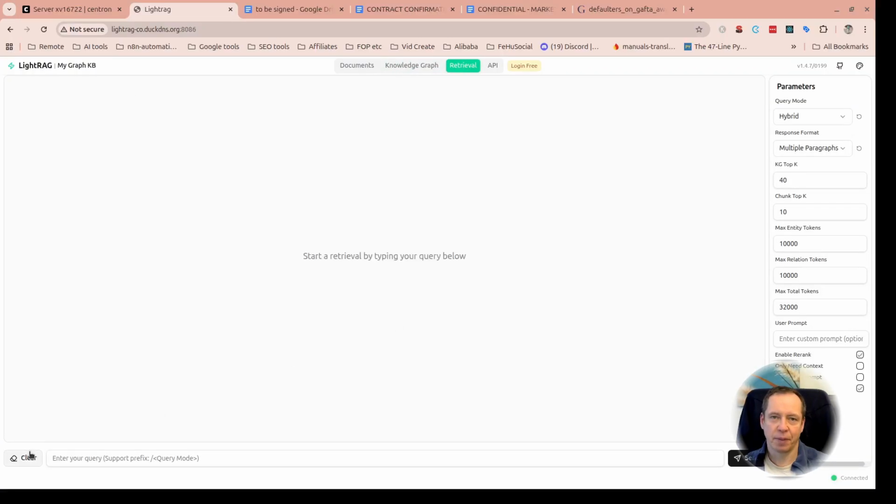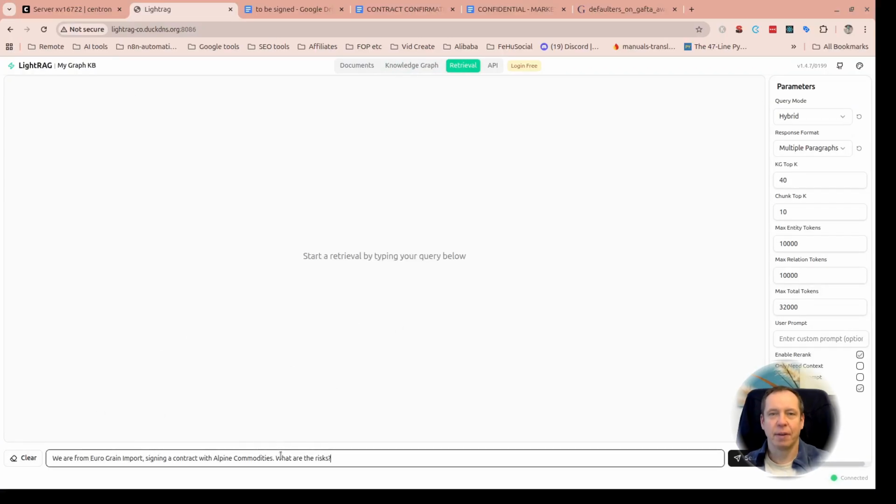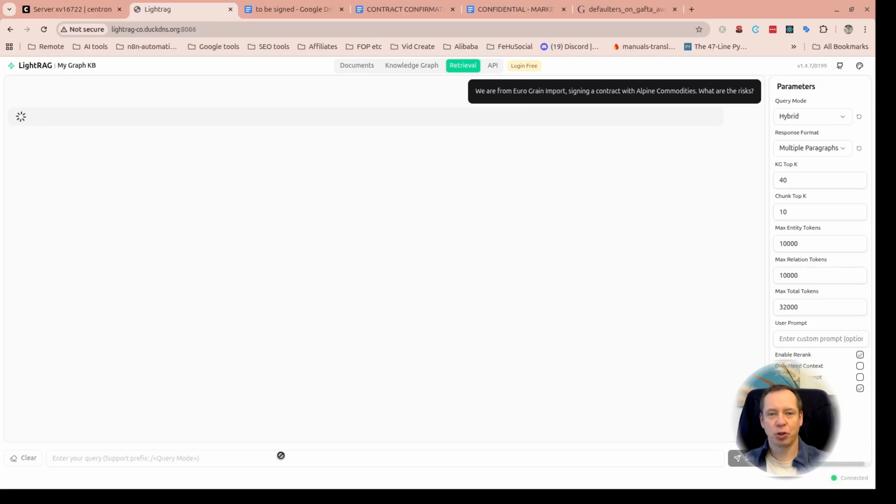We have the map. Now we need the analysis. We switch to the LightRAG Retrieval interface. We are going to ask a direct business question, simulating the urgency of a real deal. We type, we are from Eurograin Import, signing a contract with Alpine Commodities. What are the risks? Watch LightRAG work. It is performing a hybrid retrieval. It is not just looking for keywords. It is walking the confidential graph structure we just saw. And here is the answer.